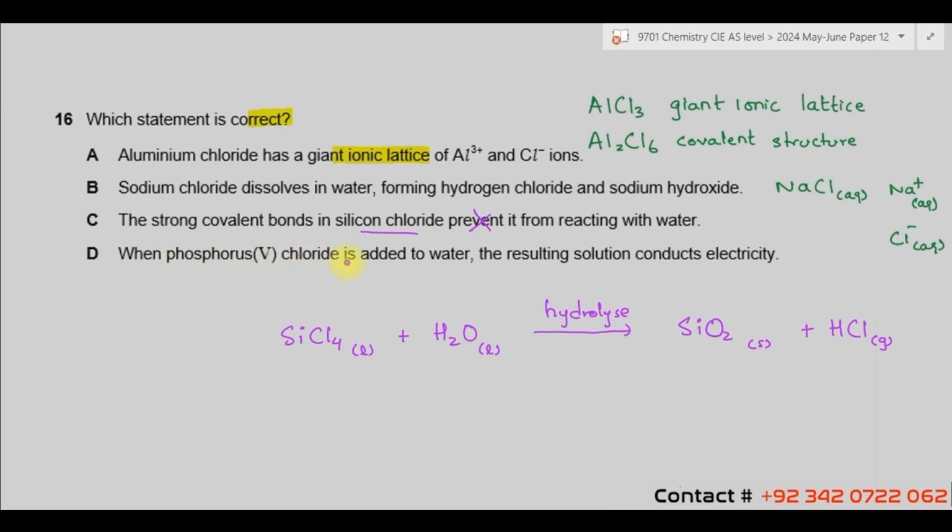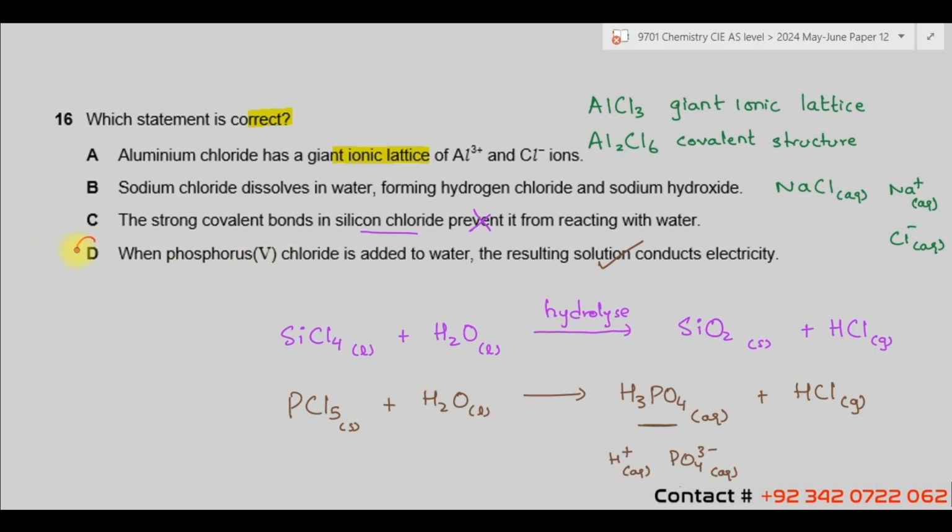Then we have phosphorus chloride added to water, resulting solution conducts electricity. PCl5 is a solid, it can react with liquid water to form H3PO4, which is phosphoric acid aqueous, as well as HCl gas. So this aqueous phosphoric acid is present in solution. It will form H+ and phosphate ions. So yes, it will become a good conductor. The correct answer is therefore D.